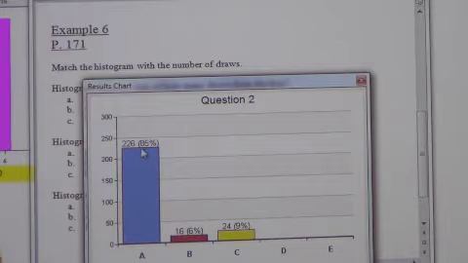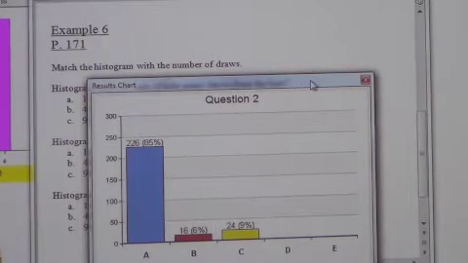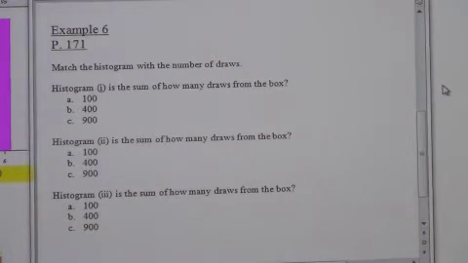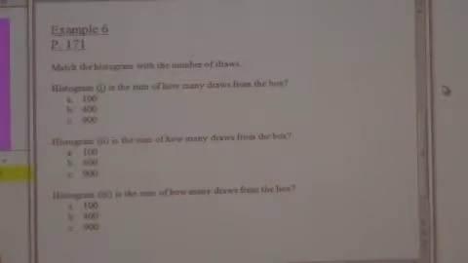So 85% of you think that histogram 1 has got to be A, 100 draws from this box. Let's run back over to the document camera. And you are right. Look at histogram 1. This thing is very abnormal, right? So we know this is going to be the fewest amount of draws from this box. So we're going to say that N is 100.